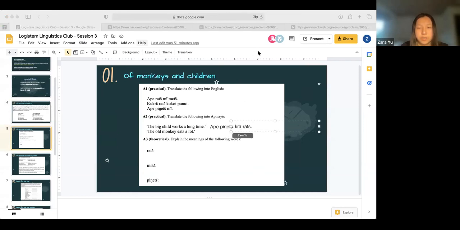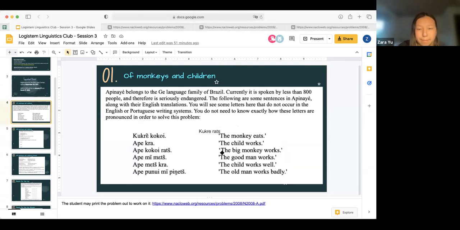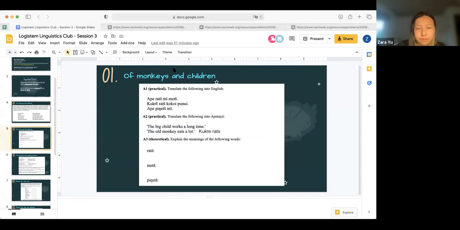For the second one, the old monkey eats a lot. We know eats is that. And then a lot is like that. So that's for the first one. Then we want to do the old monkey. So first we need to check what monkey is. And we have monkey is KOKOI. Then for old, we know it's this word here. So we're gonna write like that. So that's how you translate this one.